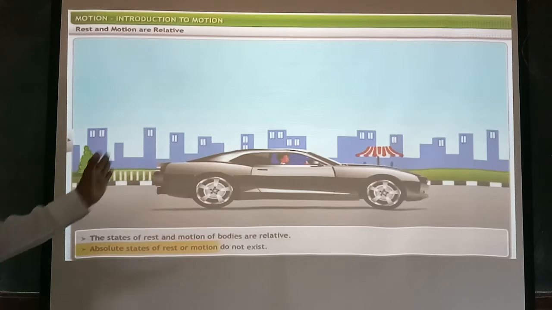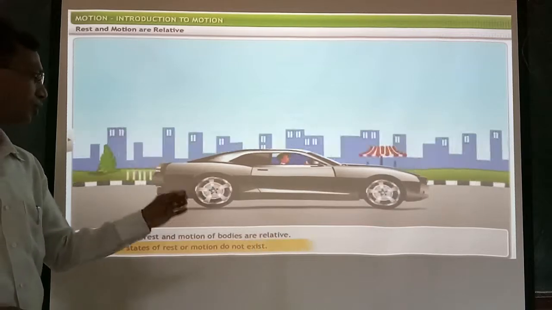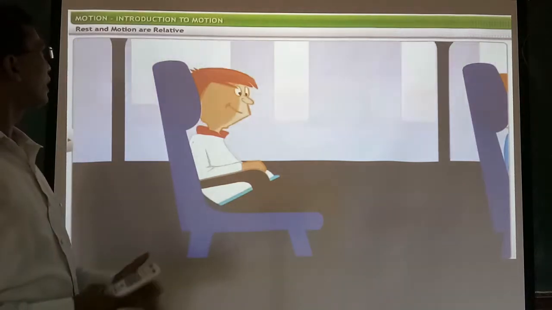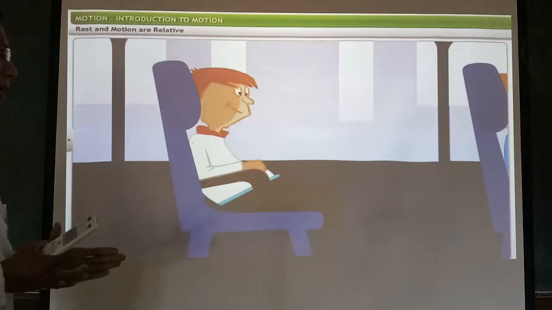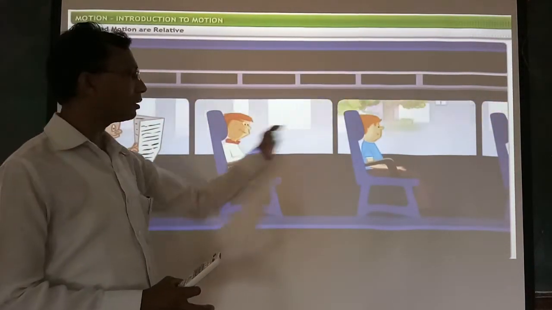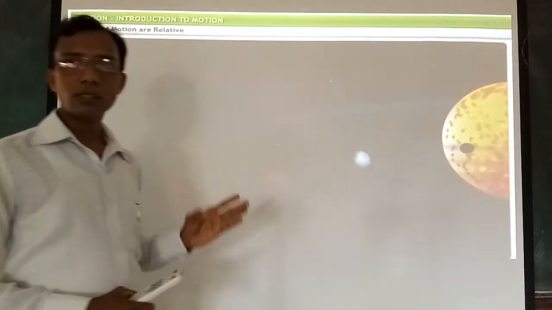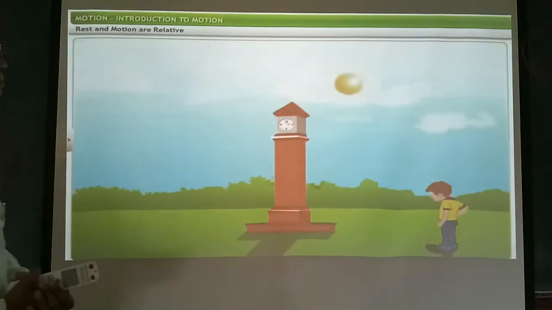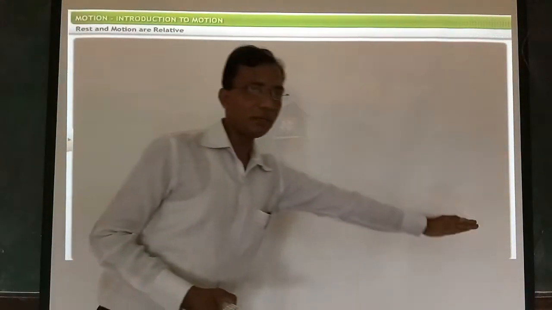The state of rest and motion of bodies are relative, and an absolute state of rest or motion does not exist. Another example: a man seated in a bus and the others are at rest, while everything else is in motion. Buildings, trees, etc., which we observe from the bus, are in motion. Another example is a ball in motion.